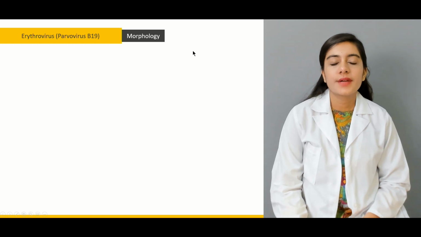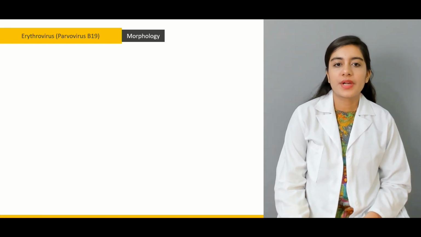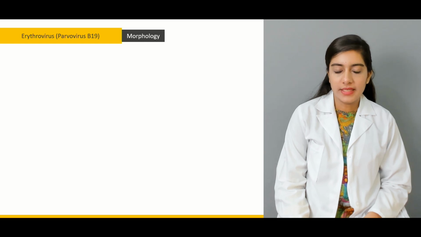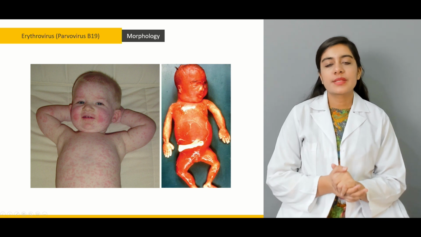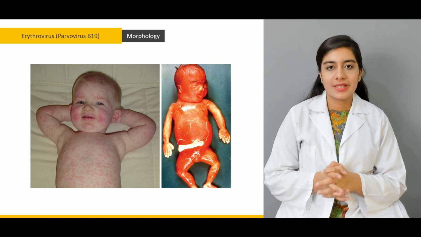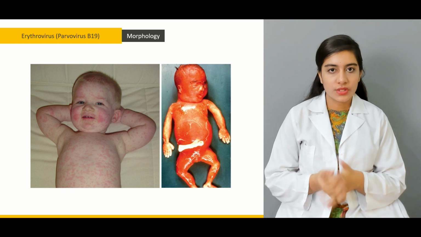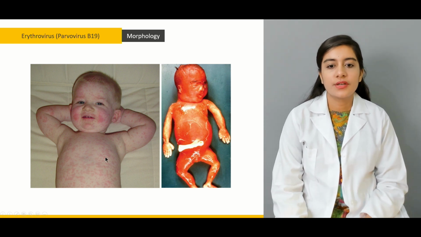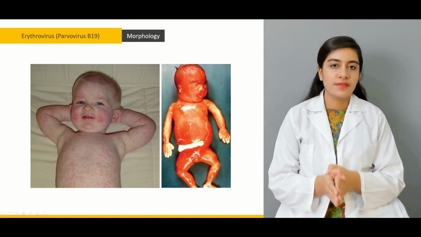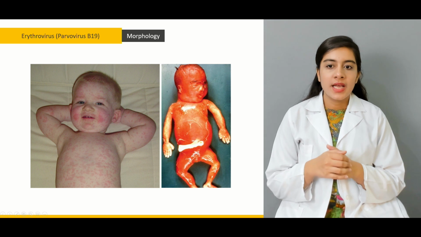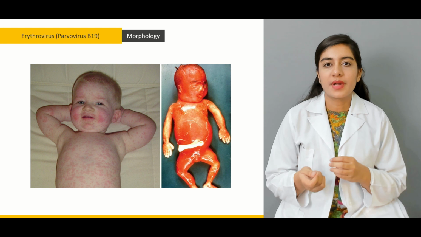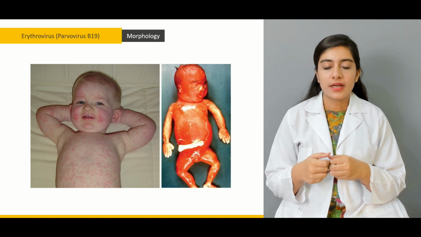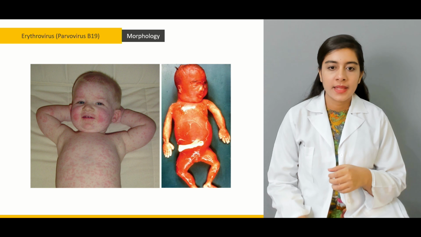Okay, so the next disease that we will be talking about is erythrovirus or parvovirus B19. Erythrovirus or parvovirus is responsible for causing erythema, which is a rash, as you can see on the body of this child, and leads to fever and these types of signs and symptoms. The rate of stillbirth with erythrovirus or parvovirus B19 is usually increased.